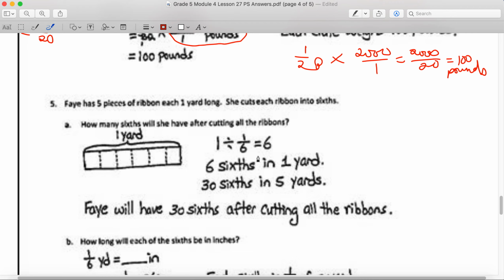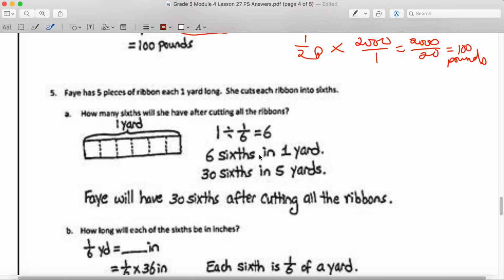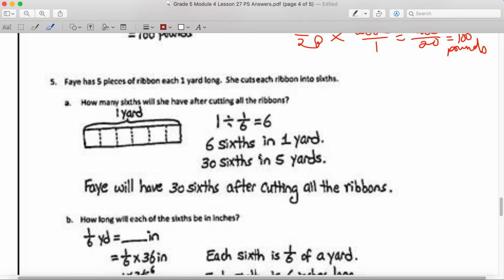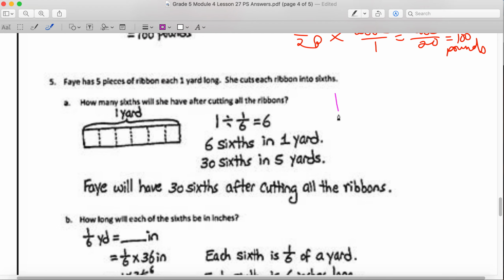Okay. 2 more problems. Let's go. Number 5. Faye has 5 pieces of ribbon, each 1 yard long. Again, I would have drawn a very different picture. I would have done the 5 pieces. Let's do pink. I would have drawn the 5 pieces of ribbon, but they decided to take 1 yard, and she cuts each ribbon into 6.